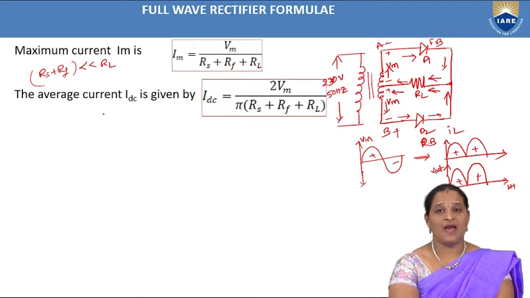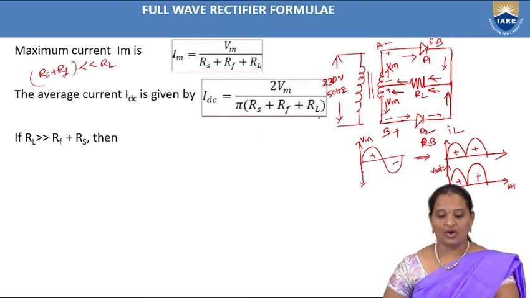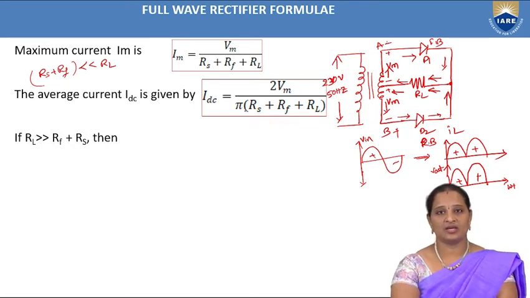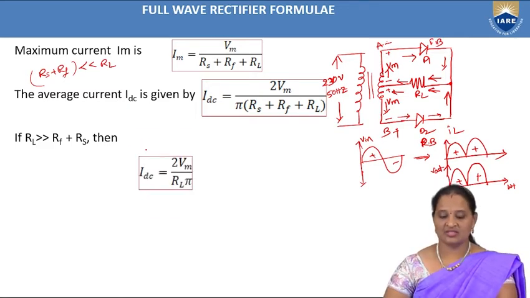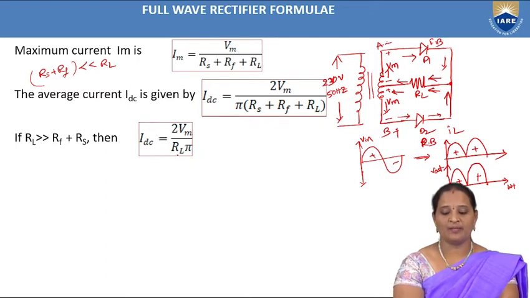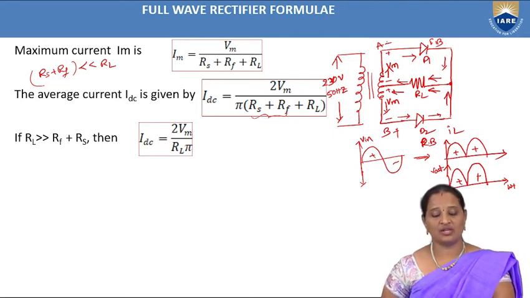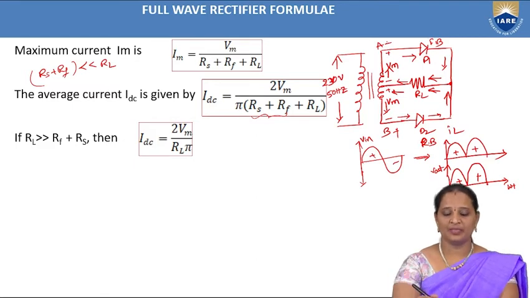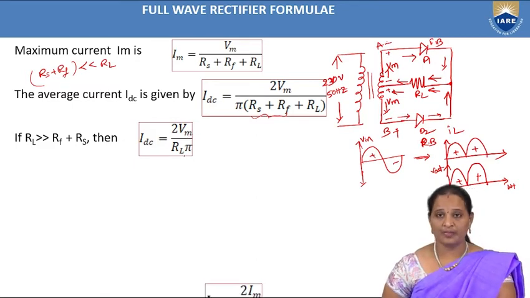Next, the average current IDC is given by IDC equals 2 Vm by pi into Rs plus Rf plus RL. If you consider the condition that Rs plus Rf is very much less than RL, then this equation can be obtained as 2 Vm by pi RL, as I can neglect these two when compared to RL. So in that case, IDC, that is the average or DC current flowing through the load resistor, is given by 2 Vm by pi into RL.